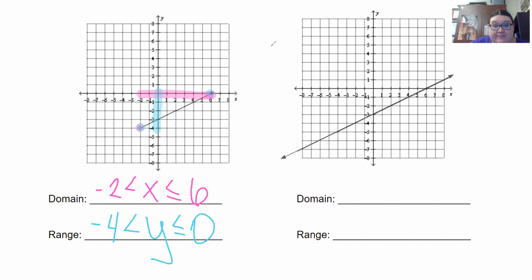Now with this one, the one with the arrows, it continues on forever this way and continues on forever this way. So when we go to write our domain, we could say -infinity to infinity if we wanted to, or since it's all numbers, we could just say it's all real numbers. So they may say it's from -infinity to +infinity, or they may just say it's all real numbers. Probably all real numbers is the more common option here.